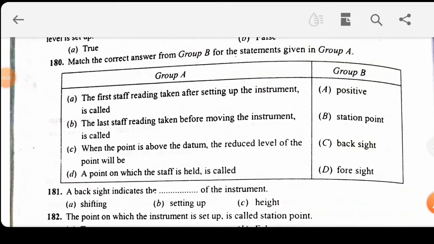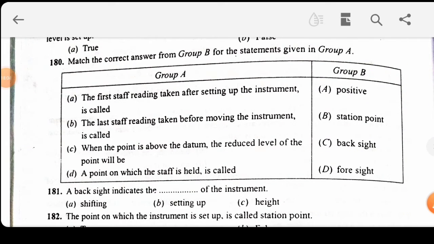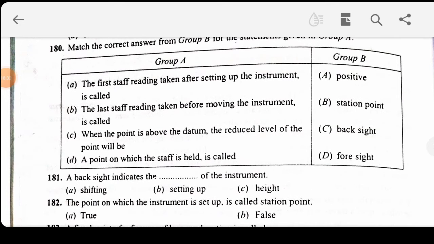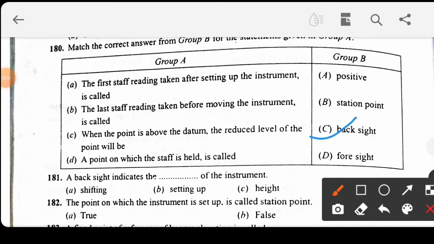यहाँ पे देखो 180 नंबर क्वेश्चन, ये मैचिंग करने के लिए बोला. यहाँ पे देखो, the first staff reading taken after setting up the instrument is called backsight. ये जो backsight, करेक्ट आंसर C.